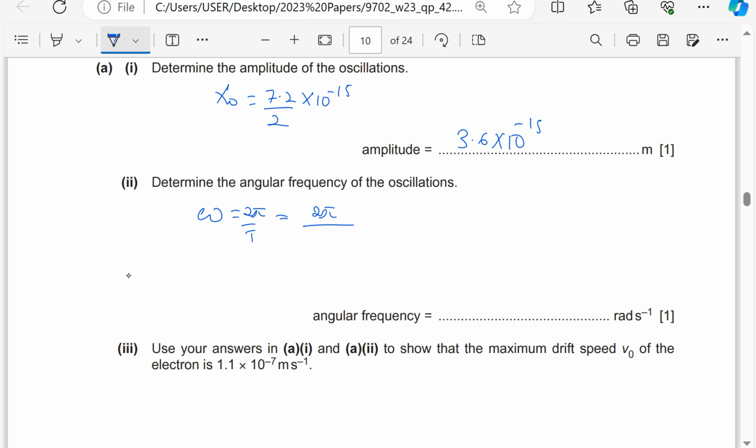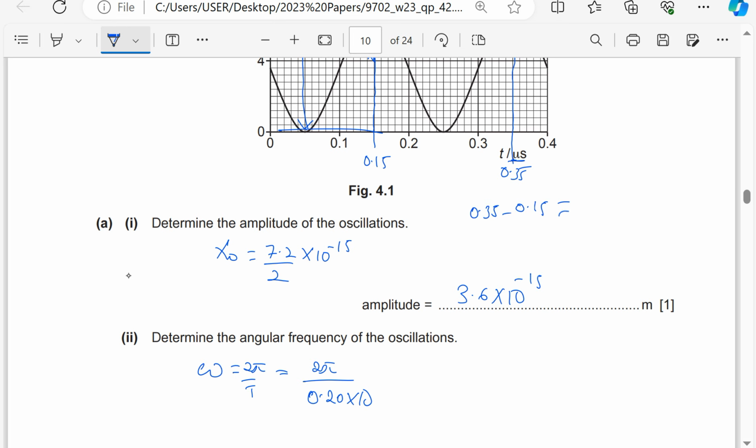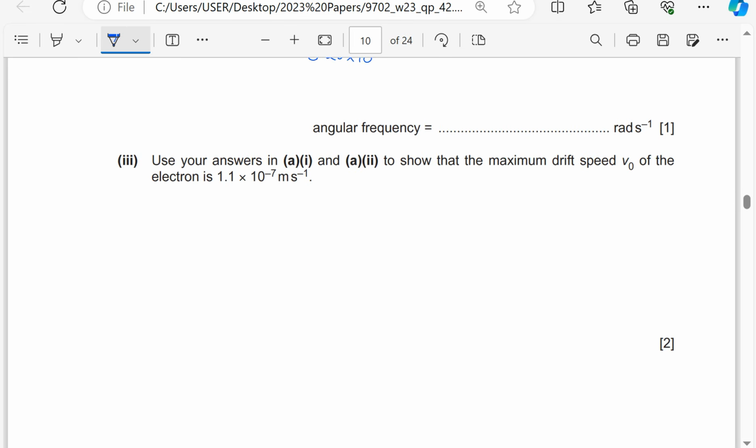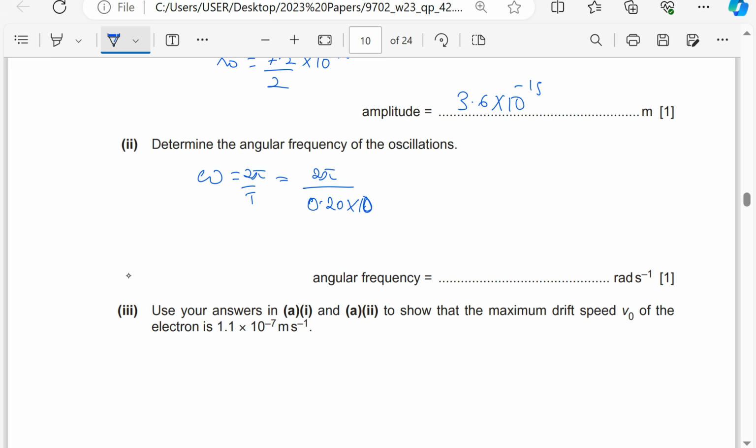So the period is 0.20 times 10 to the power of, it is microseconds. 0.35 minus 0.15, that is 0.20 times 10 to the power of minus 6 seconds. This is the period, time for one cycle. So this is times 10 to the power of minus 6.